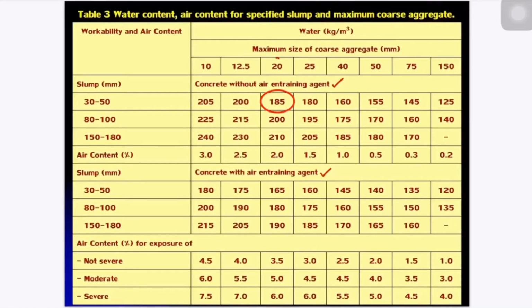From this table, the maximum size of coarse aggregate used in this problem is 20 millimeters, and the slump of the fresh concrete is 25 to 50 millimeters. So the water content of this concrete is 185 kilograms per cubic meter, and the air content is 2%.